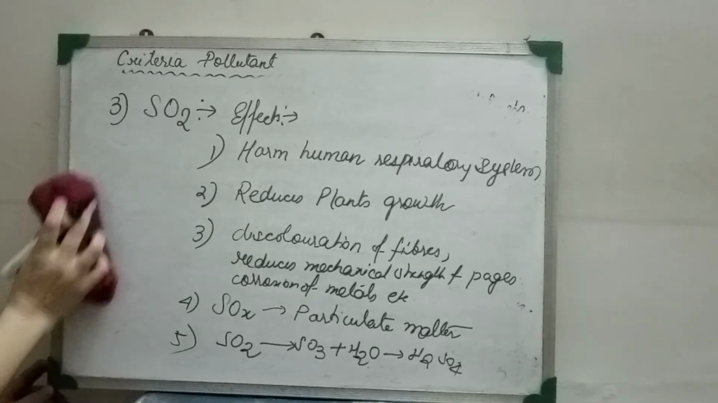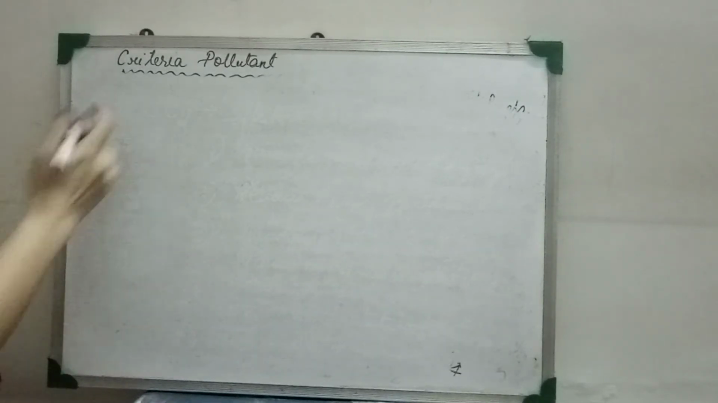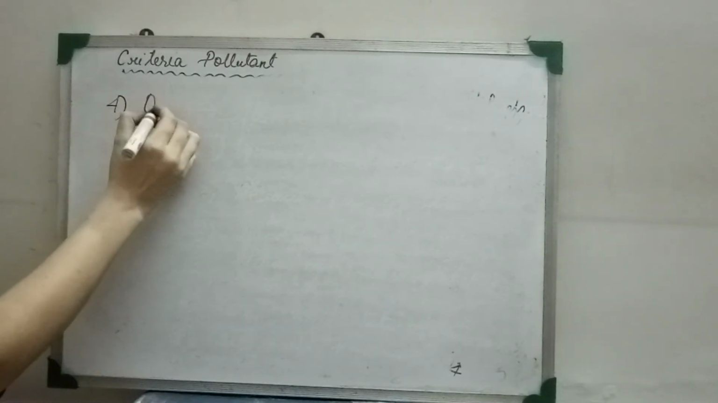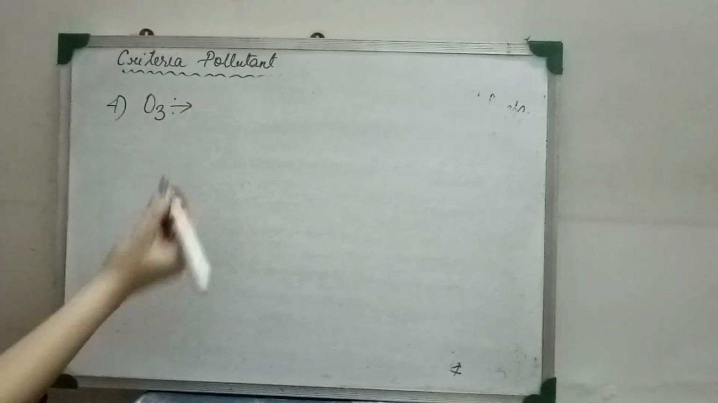Now we are moving on to the fourth criteria pollutant, that is ozone. O3 is a secondary pollutant. It is not directly emitted into the atmosphere. So how is it formed?